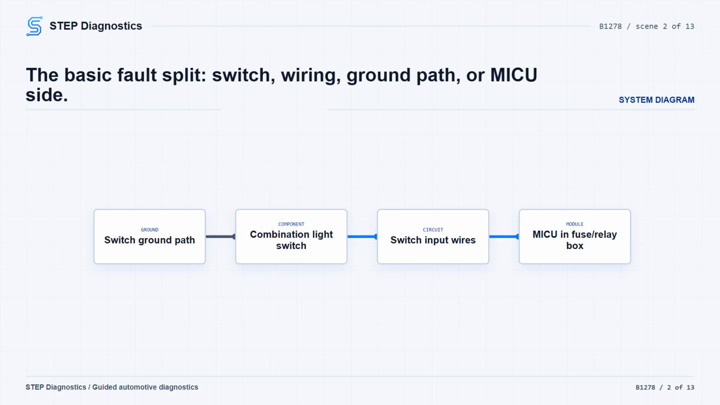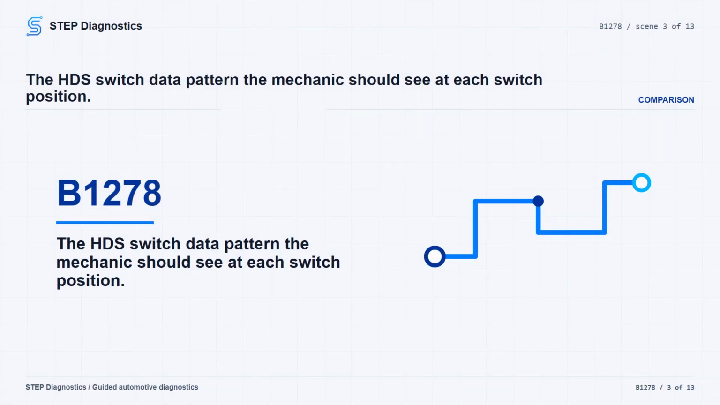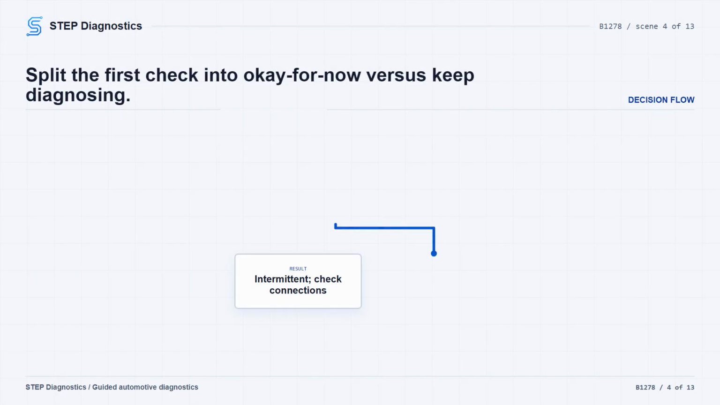We're going to diagnose it by watching the HDS data first, then splitting the fault into a switch issue, a short to ground, an open or high resistance, or a MICU side fault. Start by checking the headlight switch parameters with the HDS. Watch headlight switch off, headlight switch parking, headlight switch auto, and headlight switch headlight while moving the combination light switch through its positions. With the switch OFF, only headlight switch off should be on. At position parking, only headlight switch parking should be on. At auto, only headlight switch auto should be on. At on headlight, headlight switch parking and headlight switch headlight should be on.